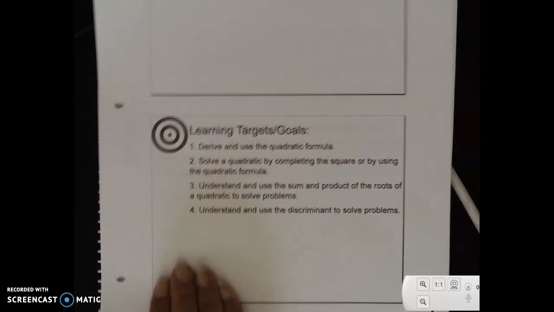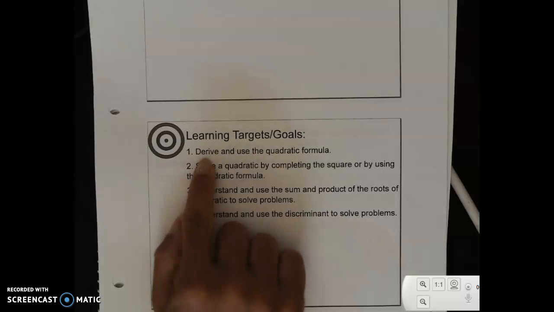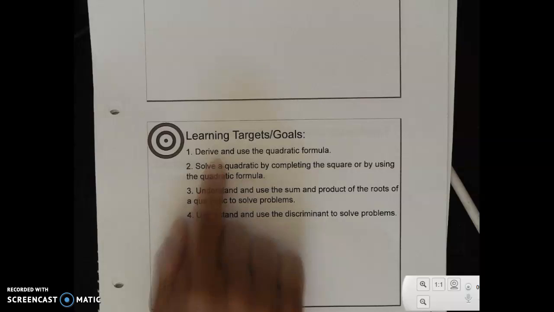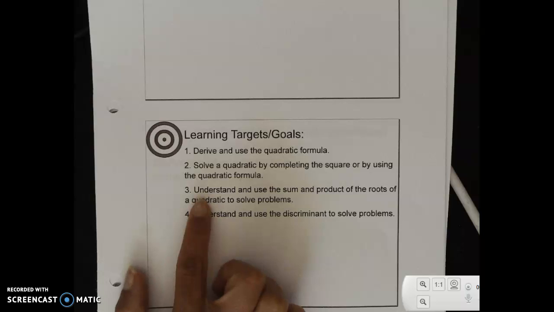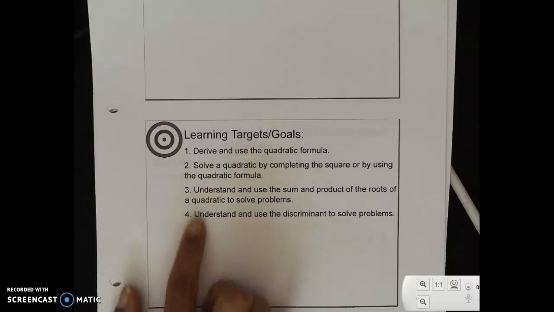I'm actually going to make this an extra credit opportunity, and I'll talk about that when I get there. So: derive and use the quadratic formula. Solve a quadratic by completing the square and the quadratic formula. Understand and use the sum and product of roots, and then understand the discriminant. This may be new, but you may have done this last year in Algebra 2.